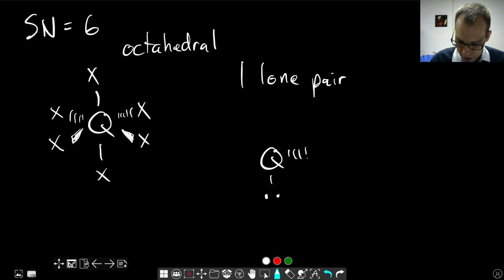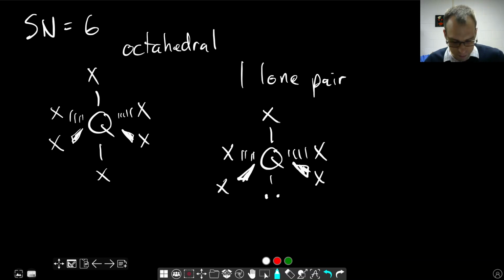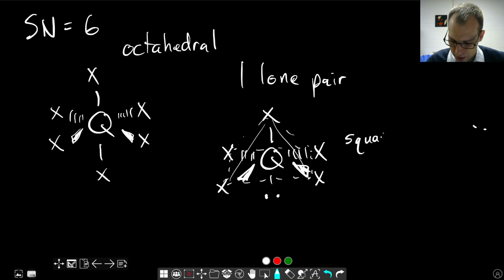But we'll still keep our x's along this central plane here, and then one x pointed up. So what we have now is a square right here, and pointed up, a pyramid shape. And so the name of this molecular geometry, again, the electron pair geometry is still octahedral for all of these, but this is what we call square pyramidal, because we have a square pyramid. All right, so pretty straightforward.